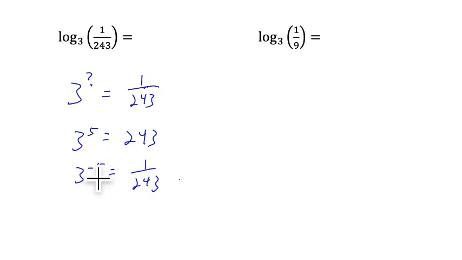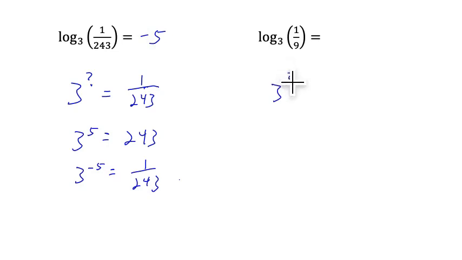Because a negative exponent just means that the 3 to the 5th power is in the wrong place. We need to move it down to the denominator. So log base 3 of 1 over 243 equals negative 5, because 3 to the negative fifth power equals 1 over 243.